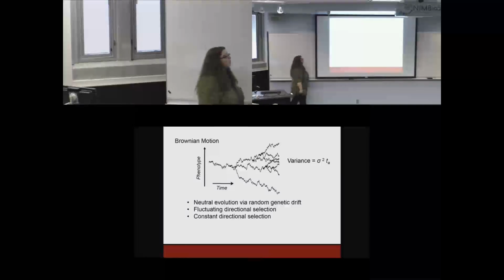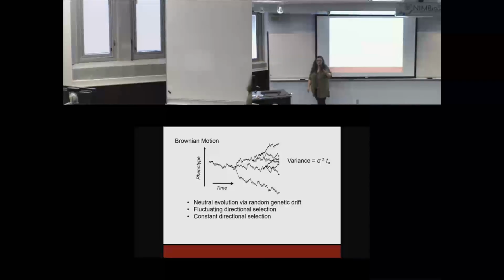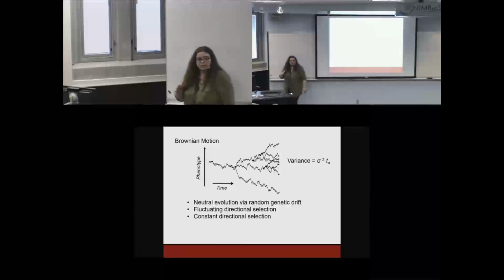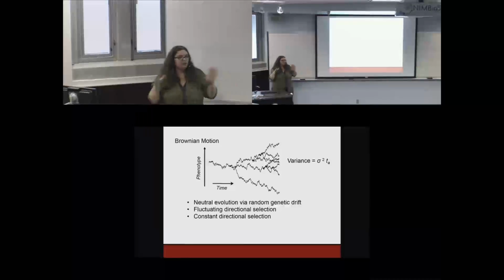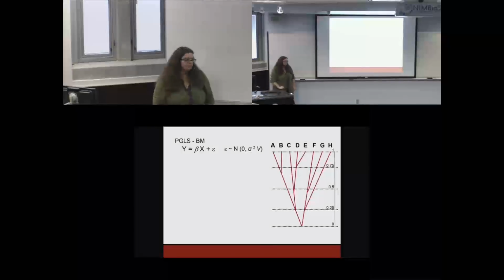Another situation that could be happening here is constant directional selection. So if you have directional selection, but it's in one direction all the time through the life of the phylogeny, that won't change the variability among species, right? It'll just change the mean, change where they are, but not the distribution of them. And so Brownian motion might work for that too. Okay.